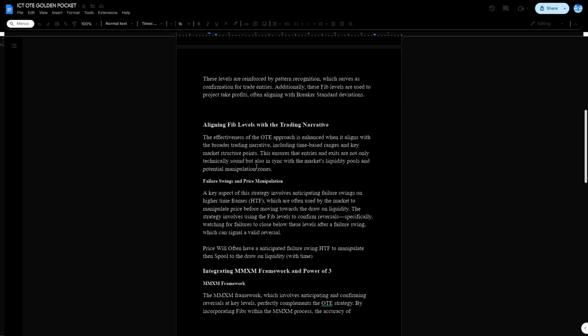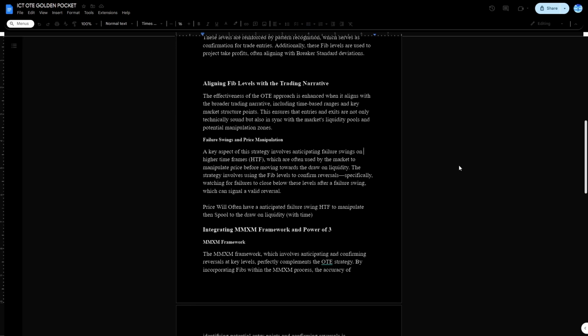Like we've said a million times, you have to use your narrative. The OTE approach is enhanced when it aligns with the broader trading narrative, including your time-based ranges, key market structure points. This ensures your entry and exits are not only technically sound, but you're in sync with the market's liquidity pools and the potential manipulation zones and times.